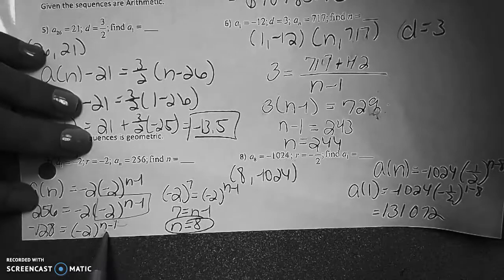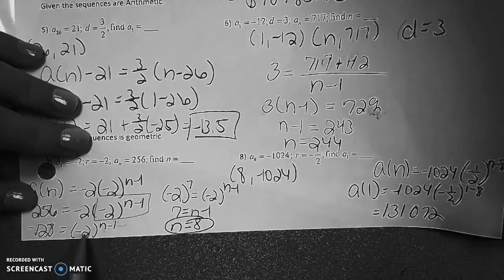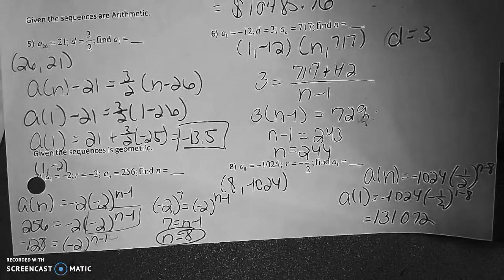And we could go back and test that, plug 8 in here. So I get negative 2 to the 8 minus 1 is negative 2 to the 7th, and that is negative 128.